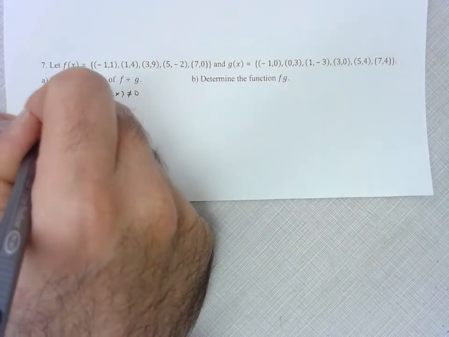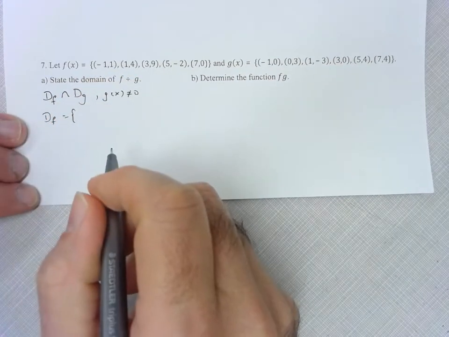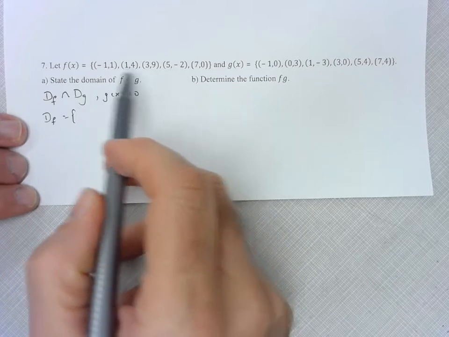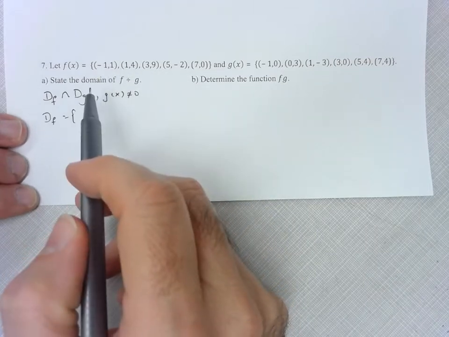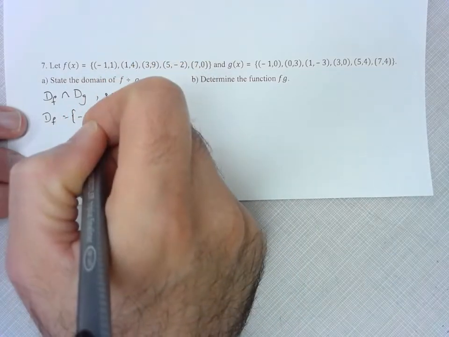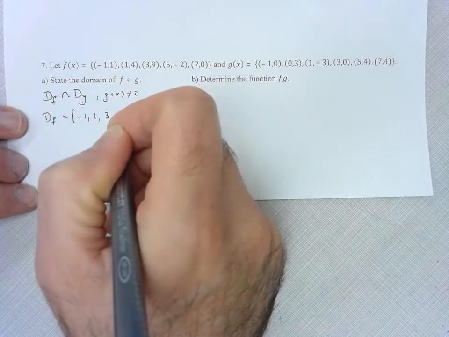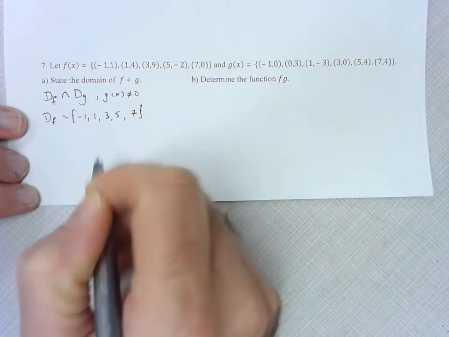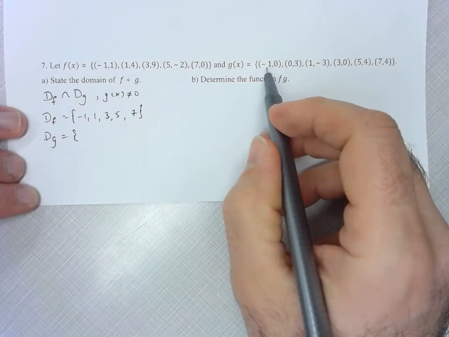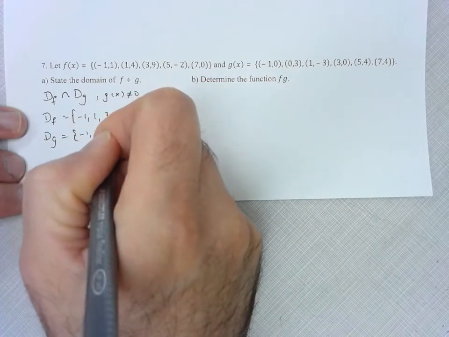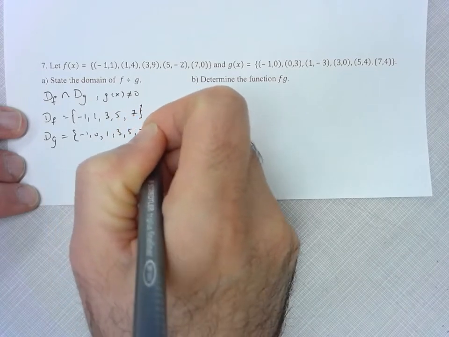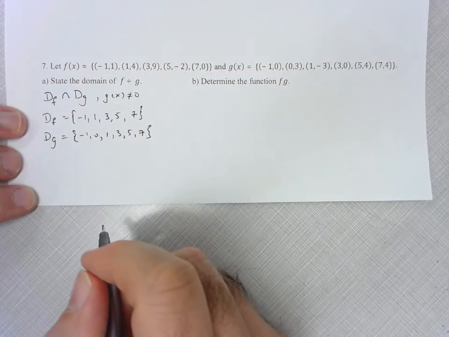If we take the domain of f, again, this will be just given as a list of numbers because you just have discrete values here, so it's not like you're taking the numbers in between. So the domain of f would just be a list of all the x values: -1, 1, 3, 5, and 7. Same thing for the domain of g. It's just going to be the list of the x values. So we have -1, 0, 1, 3, 5, 7. Okay, so we're looking for the intersection of these two domains.